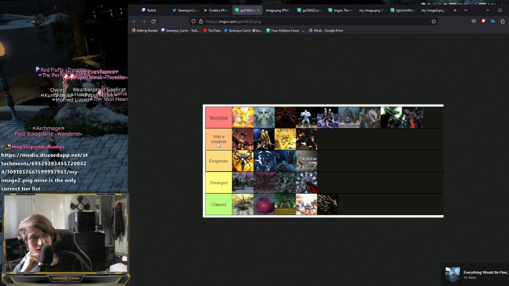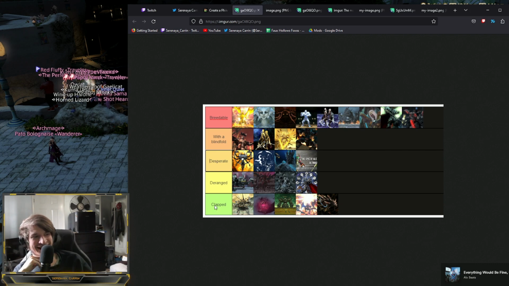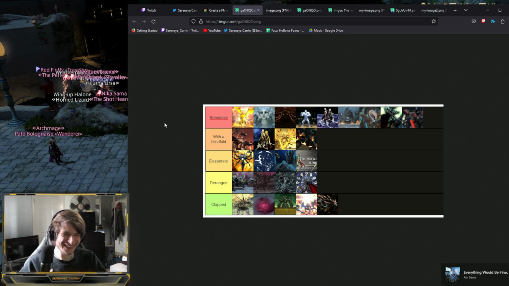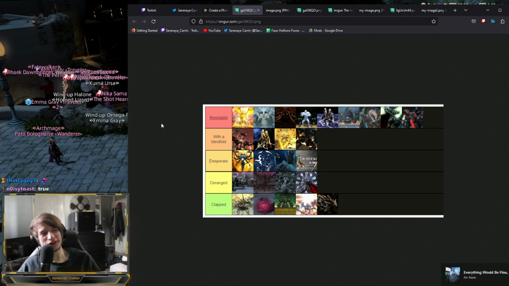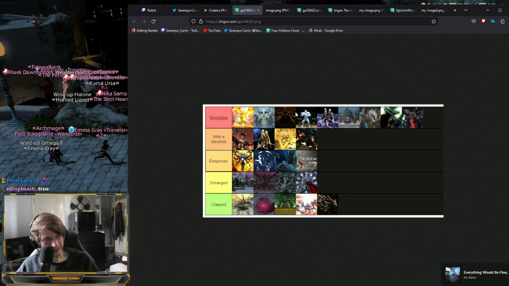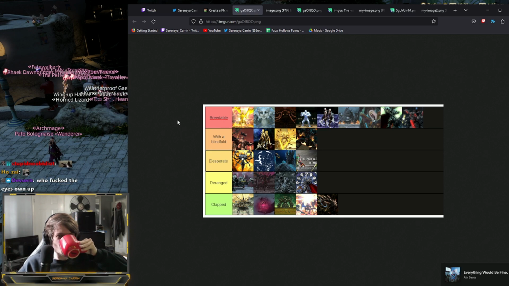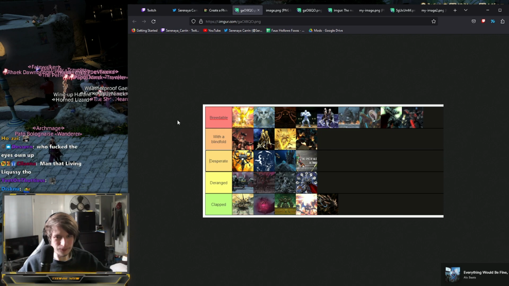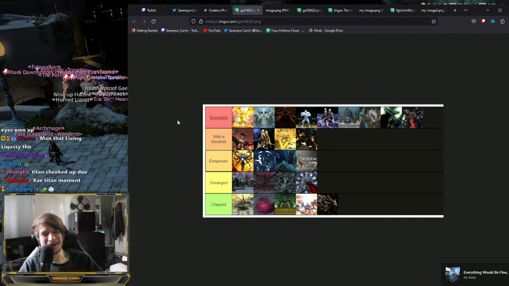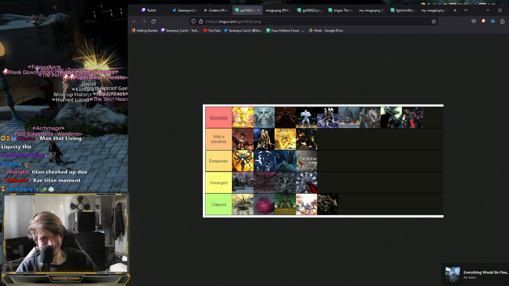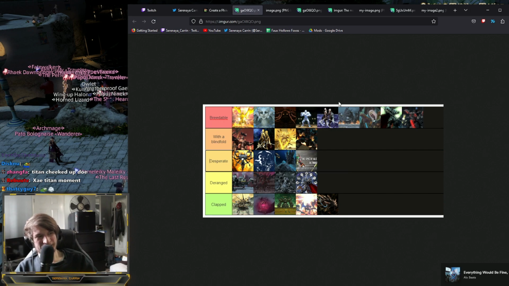Breedable without a blindfold, desperate, deranged. So this is a tier list of how fuckable they are. Okay, I see. Man wants to fuck a rock. Whose is this? Own up. Maybe it's better they remain anonymous.